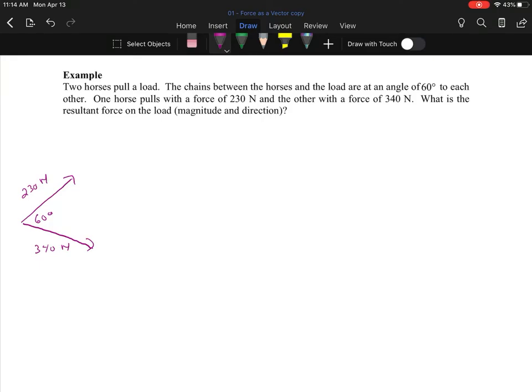So if we want to add the two vectors, then we've got to slide this vector out. So here's the addition of the vectors here. Here's the 230 Newton force, and then I slide the 340 Newton force out to the end here.